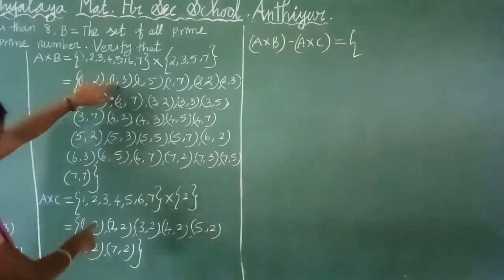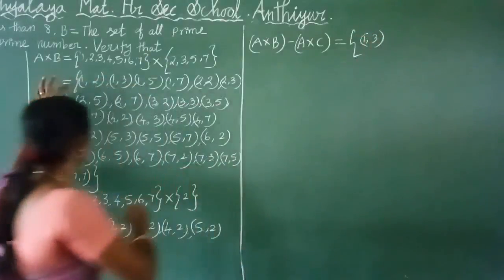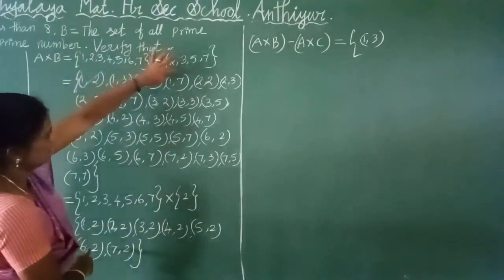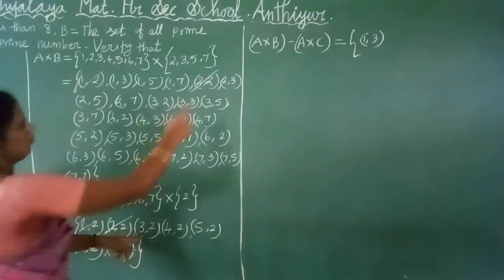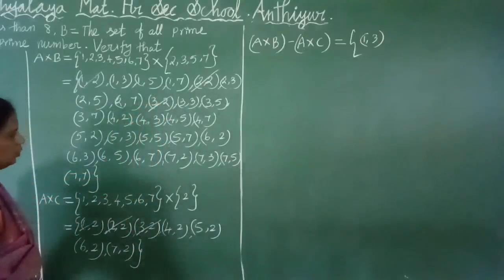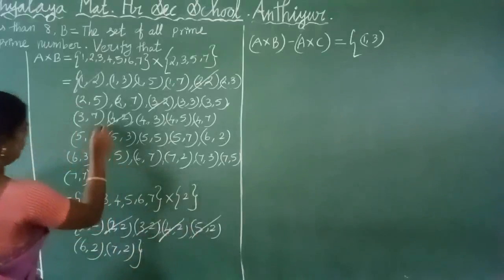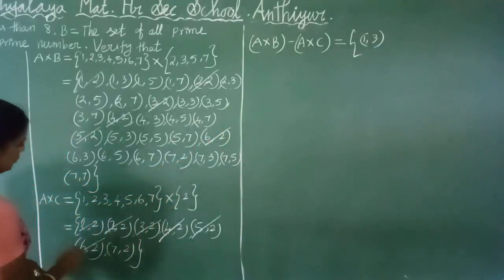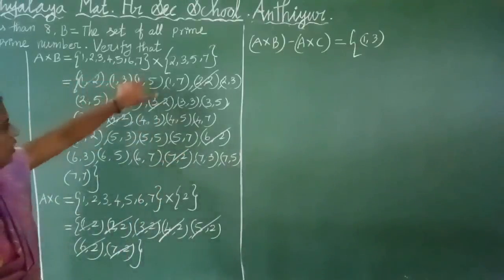Next (1,3): here there is no (1,3) in A cross C, so it stays. Next (1,5): there is no (1,5). Here (1,7): no. (2,2) is also in A cross C. Next (2,3), (2,5), (2,7) stay. (3,2) is also in A cross C. Next (4,2) also, (5,2) also, (6,2) also, (7,2) also. So these are the remaining answers only.